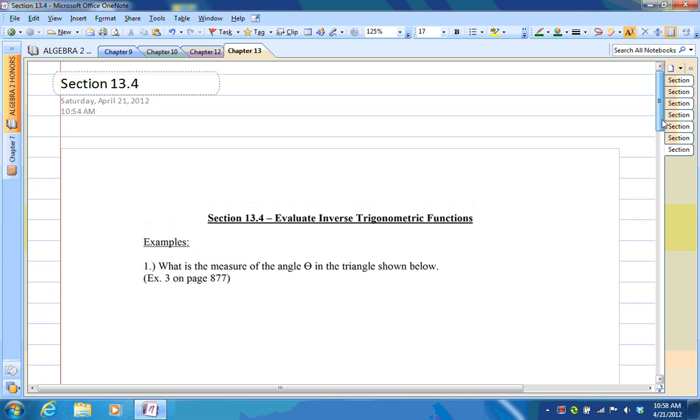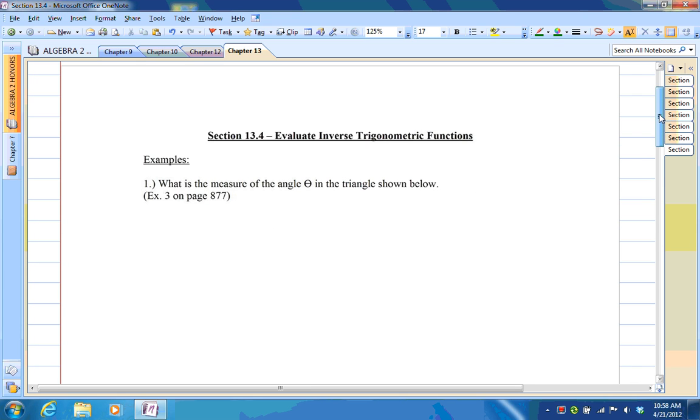This video is on section 13.4, which is evaluating inverse trig functions. It should be pretty short since we already discussed inverse sine, inverse cosine, and inverse tan. There was a video on it, and we did some discussion on Friday, so we can go straight to some examples. Then there'll be some questions on the Google Docs form, and we'll do some practice on Monday.